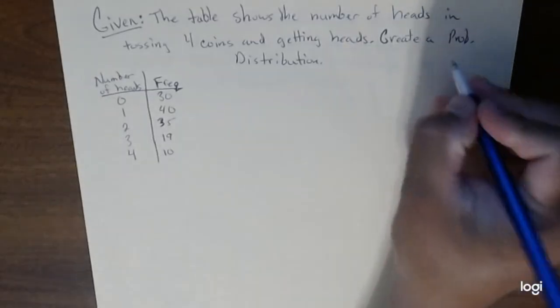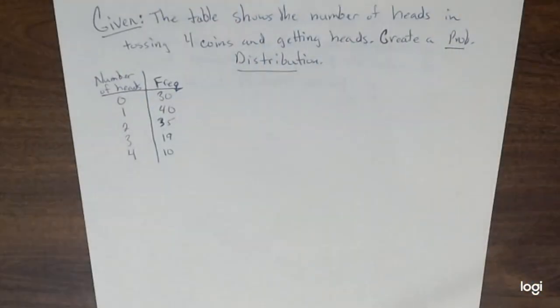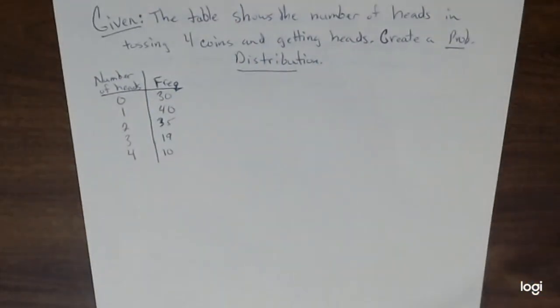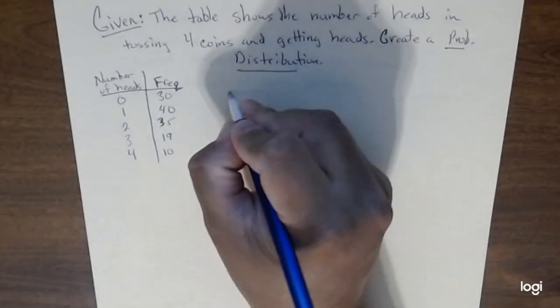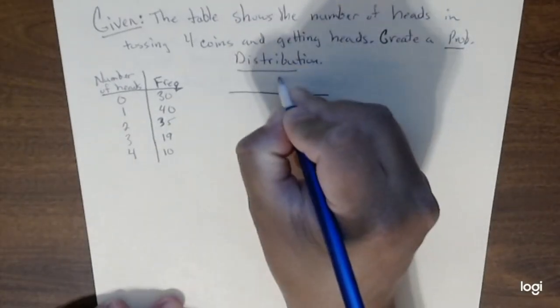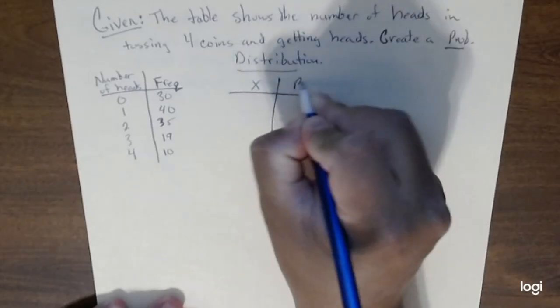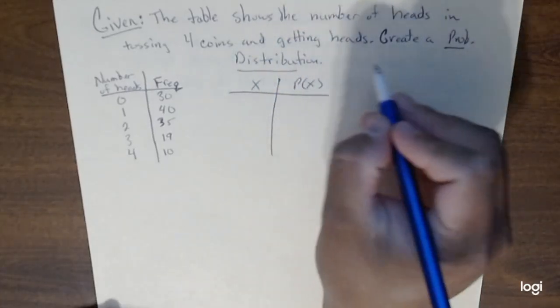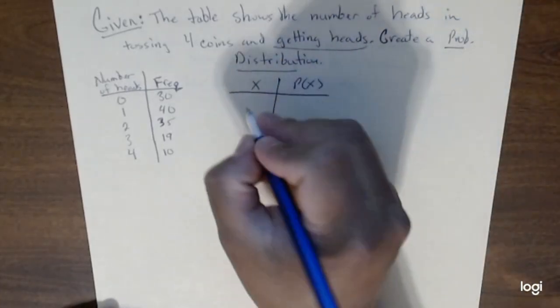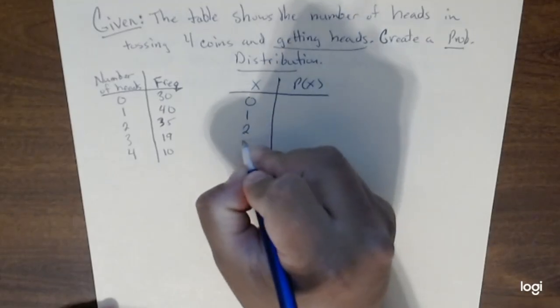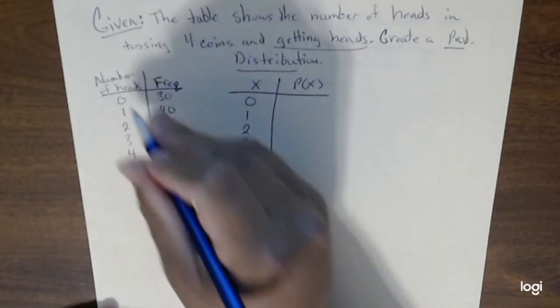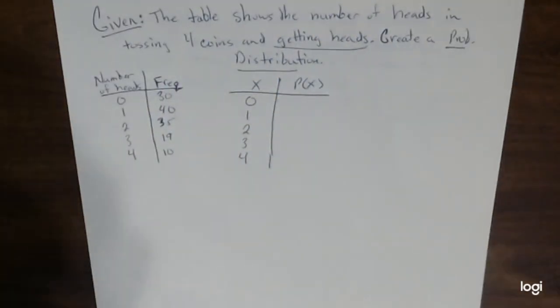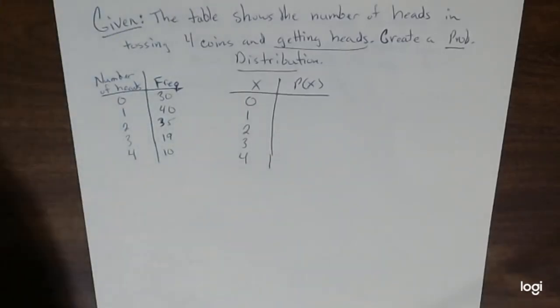So now we want to create a probability distribution, right? Basically, just like we did in the last one, we have to create a relative frequency. First off, you're just going to write a new probability distribution. It's going to look like this: this is x, and this is p of x. So x is getting heads, so we get 0, 1, 2, 3, or 4 respectively. Now we've got to find the probability. So remember, let's find the relative frequency.